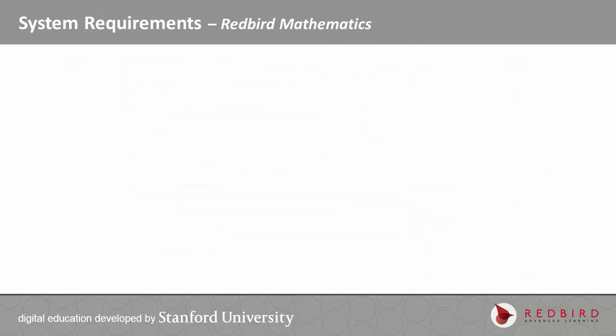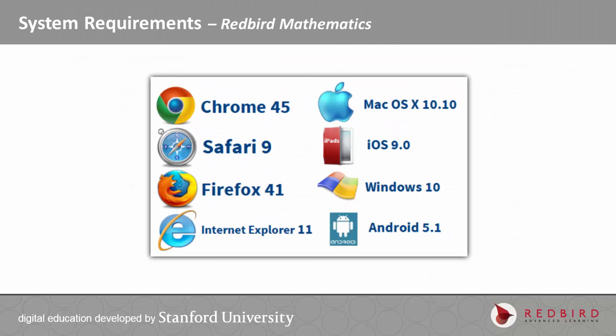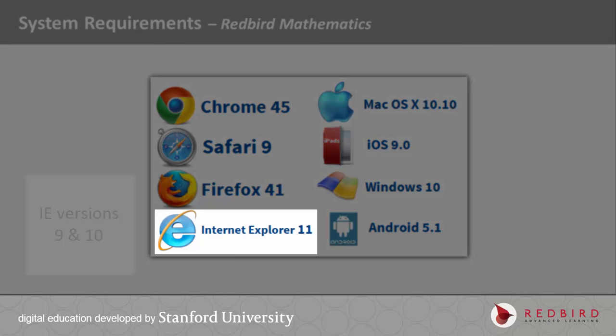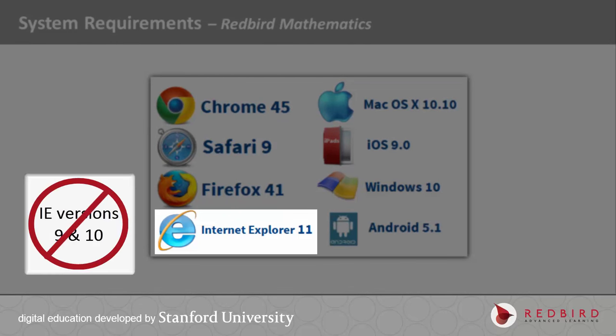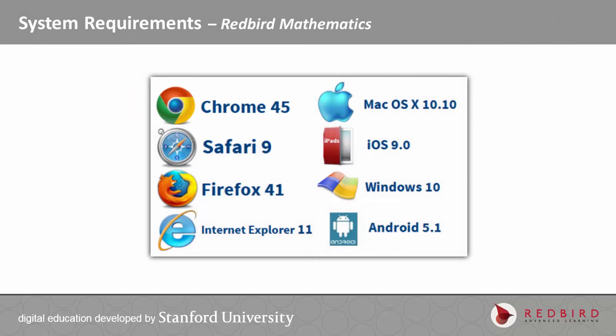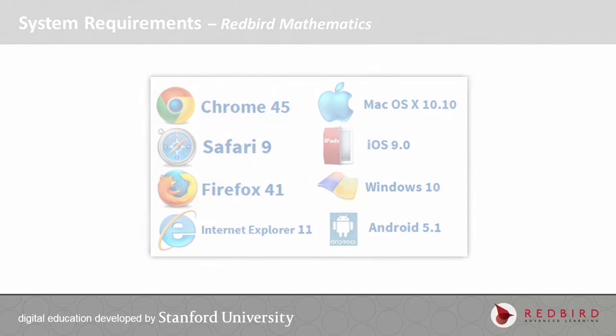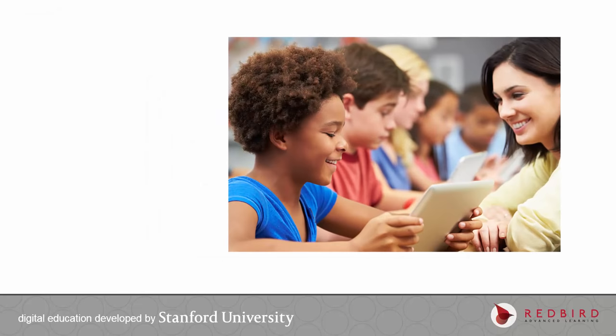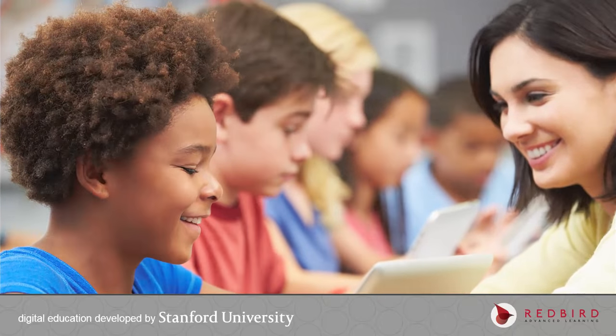A final piece of advice before you get started with Redbird Mathematics. You'll want to ensure that your devices meet the minimum system requirements shown here. Note specifically that Internet Explorer versions 9 and 10 do not allow some features of the program to run properly. We highly recommend using Chrome. Regardless which browser is used, make sure the device is running the latest version of the browser, and also make sure that the device's operating system is up to date. Doing so before implementing Redbird Mathematics will help to ensure a more seamless experience for you and your students.